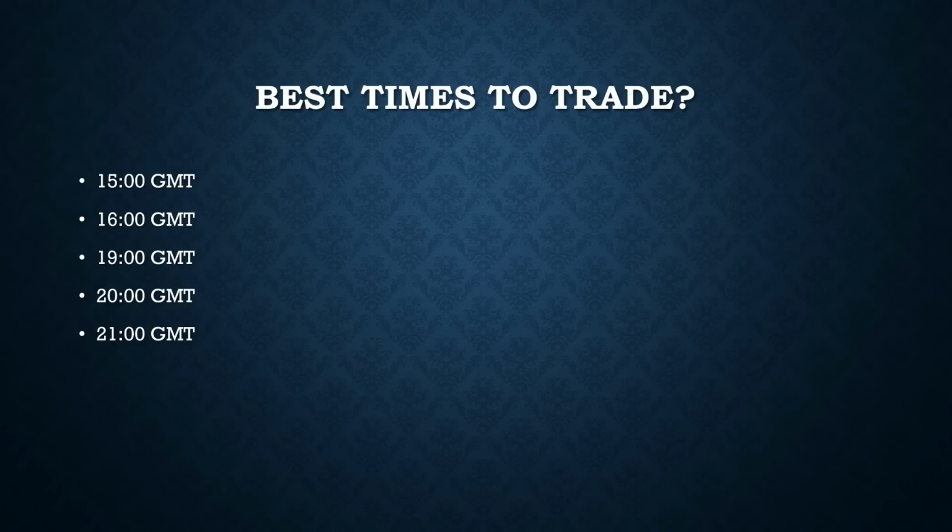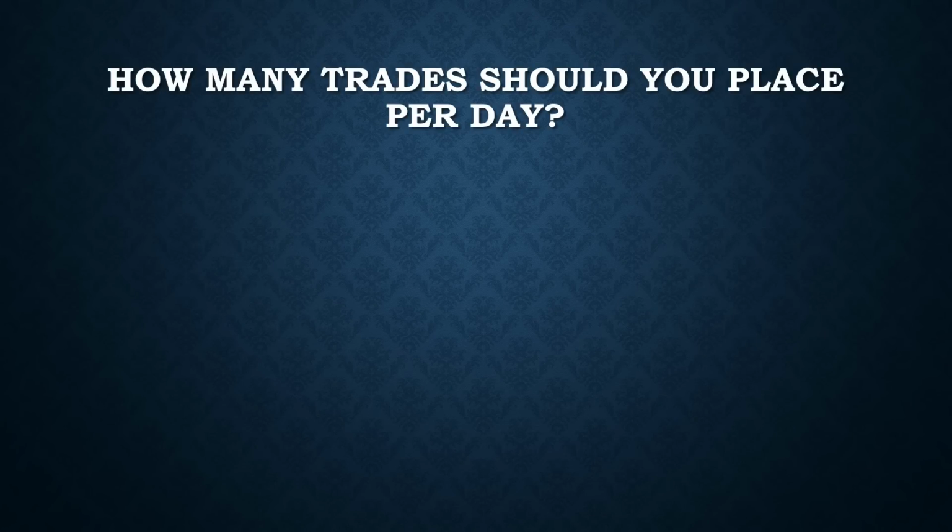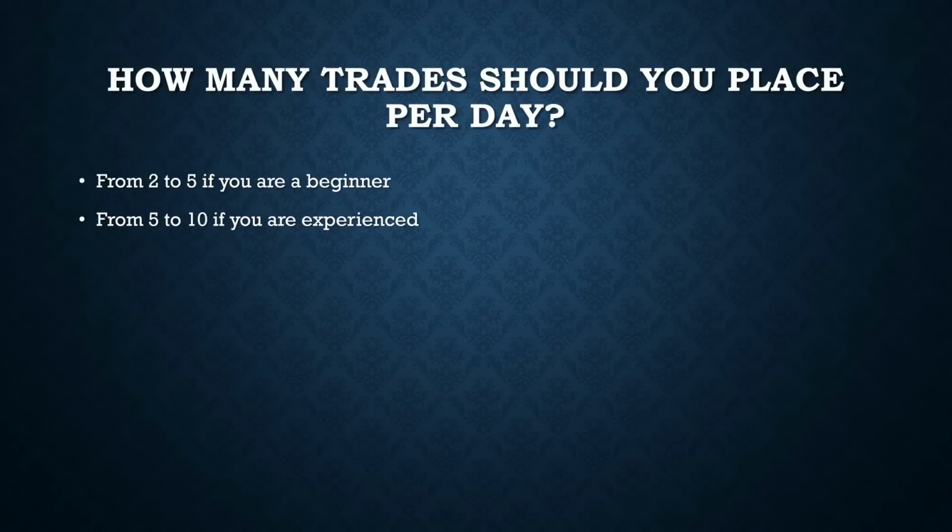Okay, and the last part of the training that I want to cover today is how many trades you should place per day. Now, this is a tricky question because people think that since it's a 2-minute turbo strategy, you can place 100 trades a day, but that's not the point. If you're a beginner, from 2 to 5 trades per day. Don't place more than that and stop after 1 out of the money. If you're an experienced trader, from 5 to 10 trades and stop after 2 out of the money.